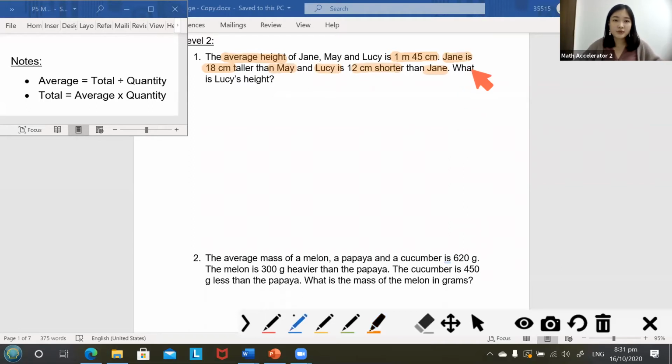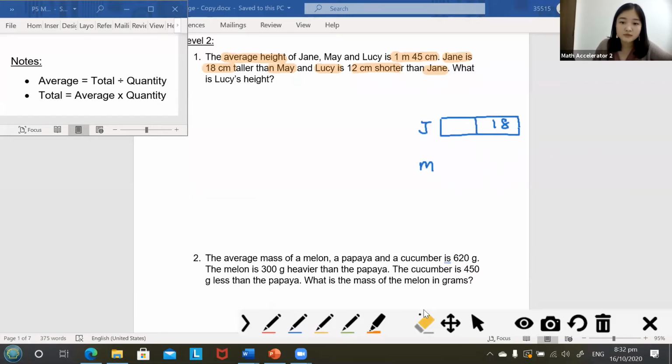So let's start with Jane being 18 cm taller than May. Right, so you have Jane and you have May. Jane is 18 cm taller. Taller means the model should be longer by 18. So this is May. Right, so if you're done with your model, you will cross-check with mine, see whether it's the same.